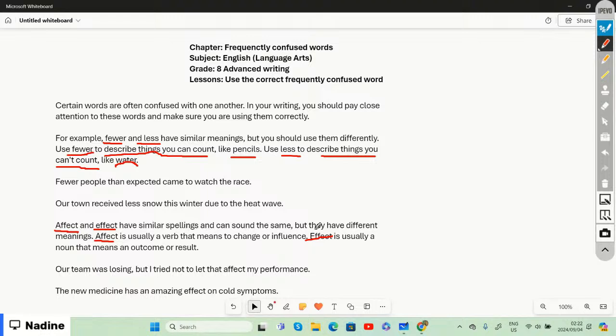And then we use the word less to describe things that you cannot count, like water and snow and rain and hail. Those are things that you cannot count, so we use the word less. There was less rain this winter. There was less snow due to the heat wave. There was less water due to the drought. Water is also something that you cannot count, so we use the word less.